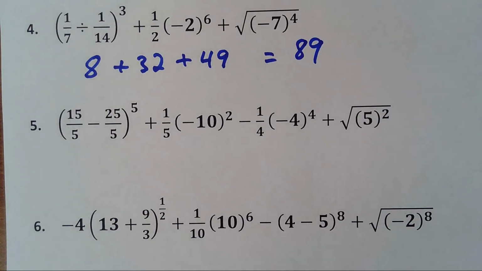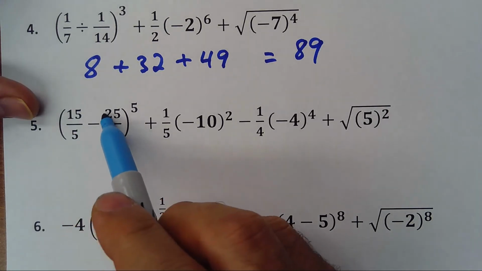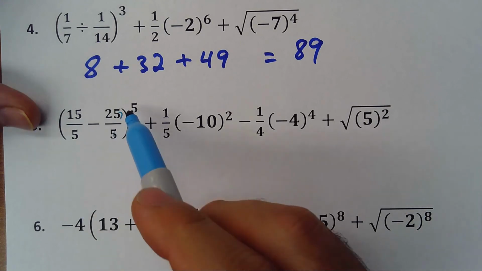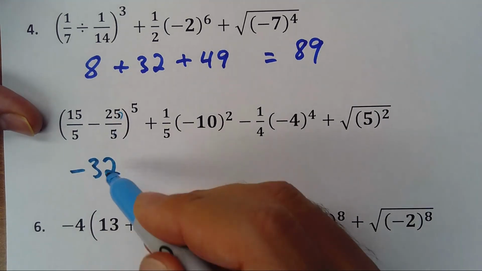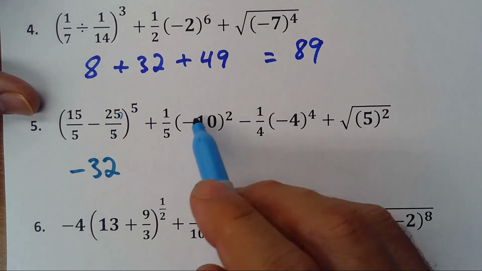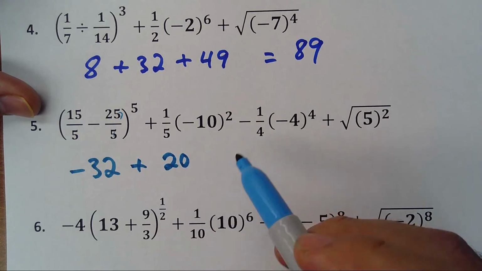Let me see the 15 over 5. So this is 3. 25 divided by 5, this is 5. 3 minus 5 is negative 2. Negative 2 to the 5th is negative 32. Okay, now we have negative 10 squared. It will be 100 positive. 100 divided by 5 is 20. So plus 20. This term.